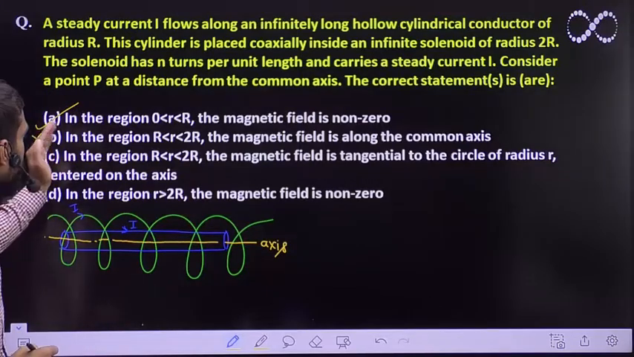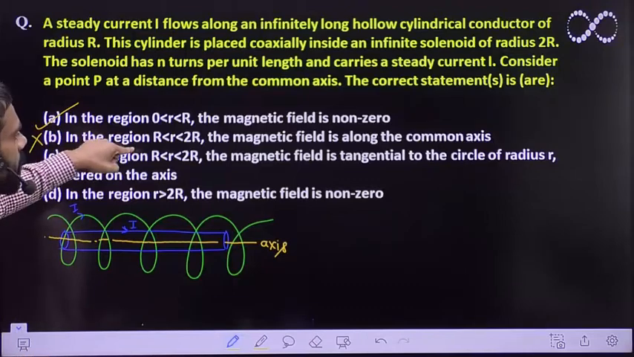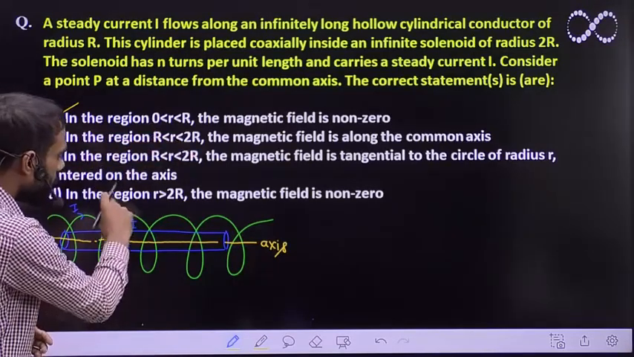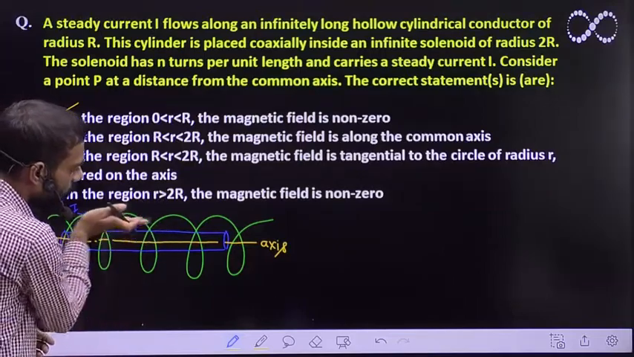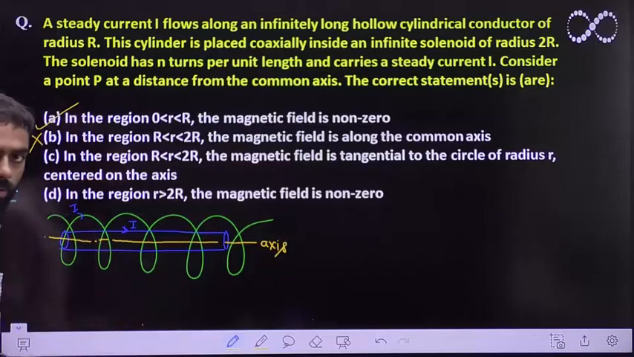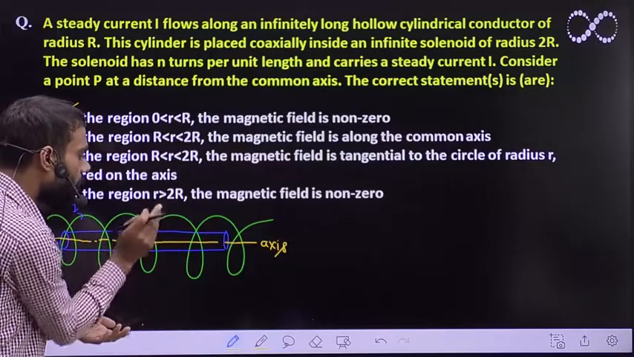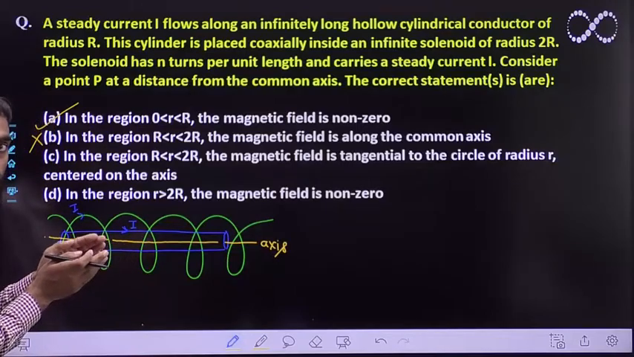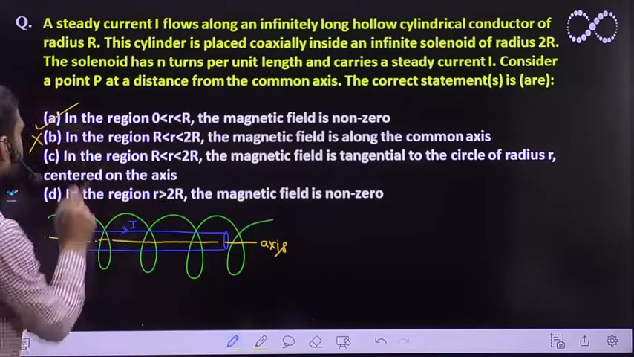Once again, let me make you understand. In option B the magnetic field is said to be along the common axis. From the solenoid the field will be along the axis, that is correct, but due to the cylinder the field will not be along the axis, it will be perpendicular to the axis. So when both vectors get added, the resultant will not be along the axis. So option B is wrong.